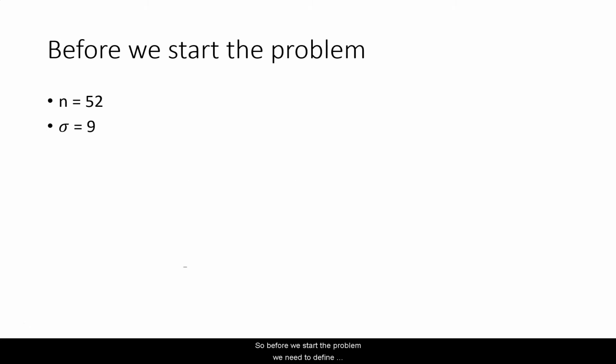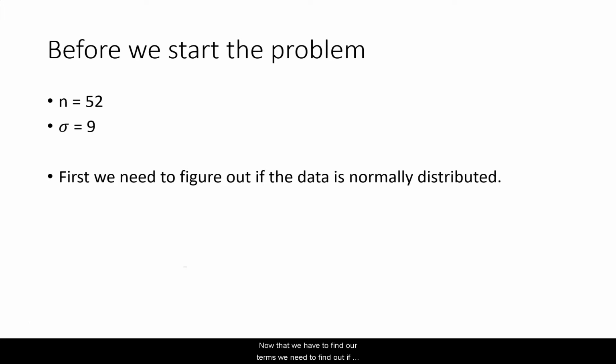So before we start the problem, we need to define our terms. We have n, which is our sample size, of 52, which is given to us in the problem. We also have sigma, our population standard deviation, which is 9. Now that we've defined our terms, we need to find out if our data is normally distributed. In this kind of a problem, we don't necessarily have to figure out whether our data is normally distributed, but it's good practice for the future.